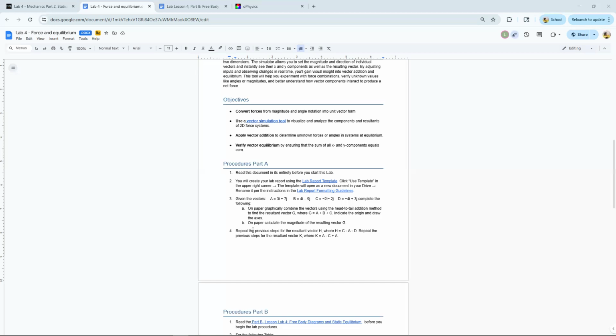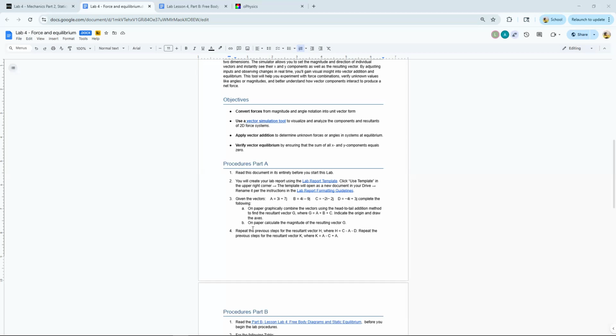And there are different parts asking you to just, on paper, graphically combine the vectors, like calculating A plus B plus C by just graphing them. So you are going to draw x and y axis first, have the origin, and then you will start from the origin graphing vector A and then graphing B and then vector C. So it's going to be A plus B plus C. And then you are going to find the resultant vector, which is vector G. And then you are going to calculate on paper the magnitude of that resulting vector.